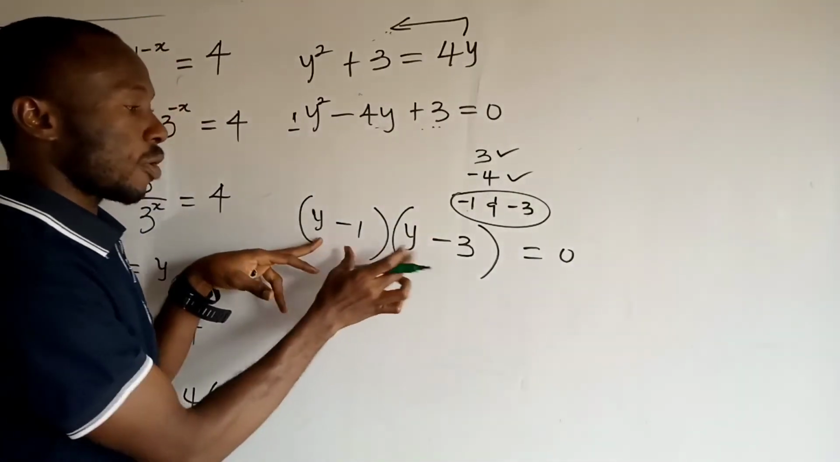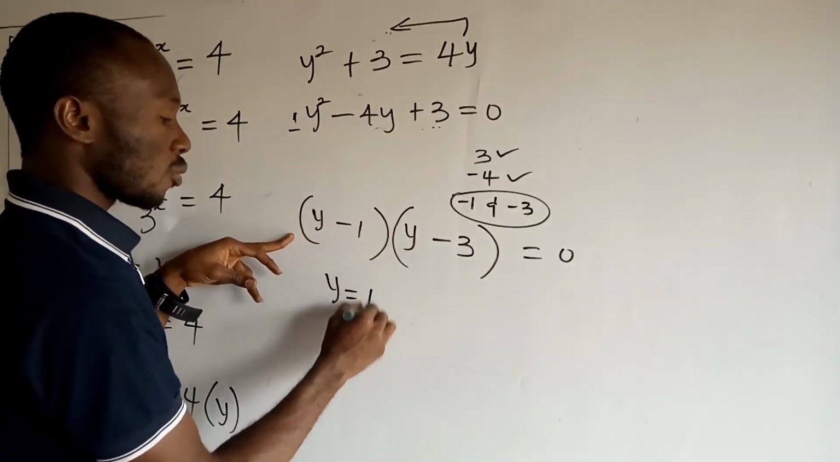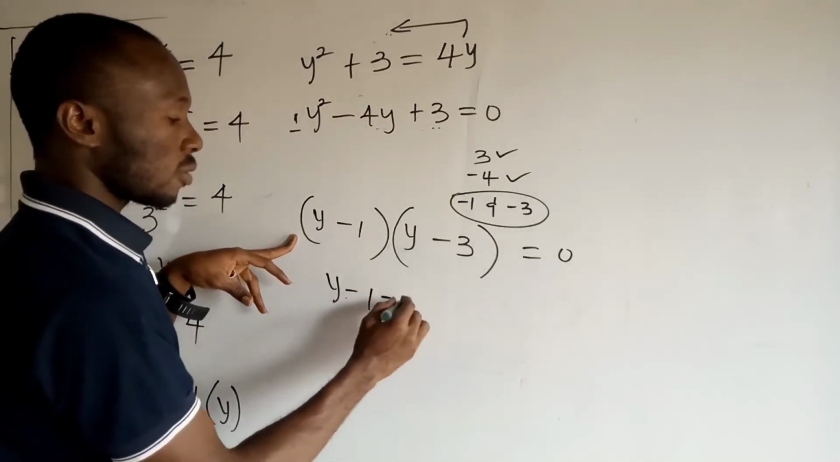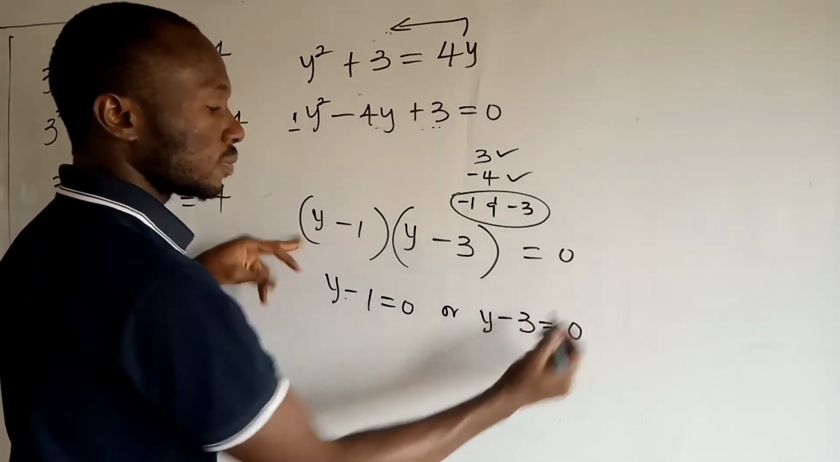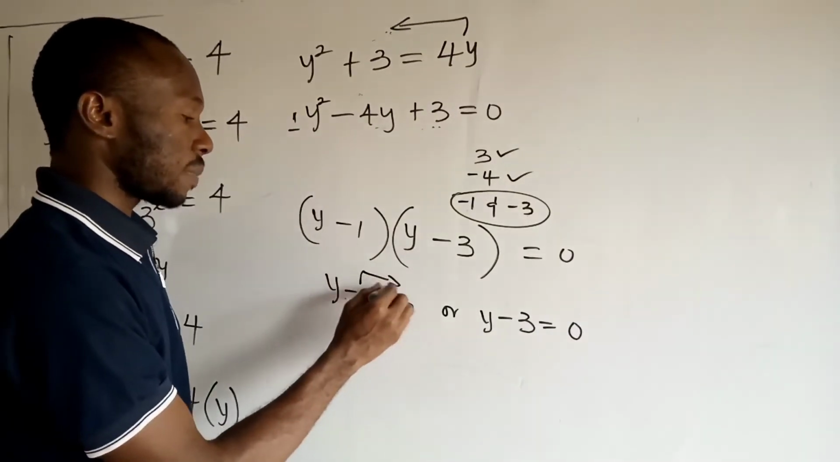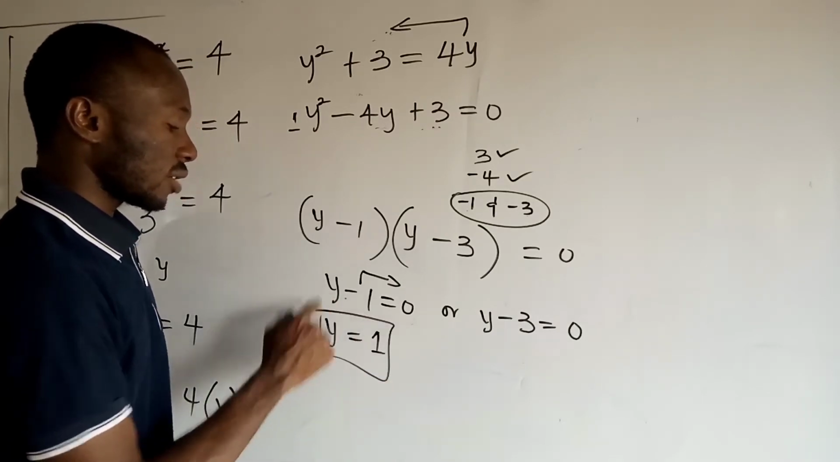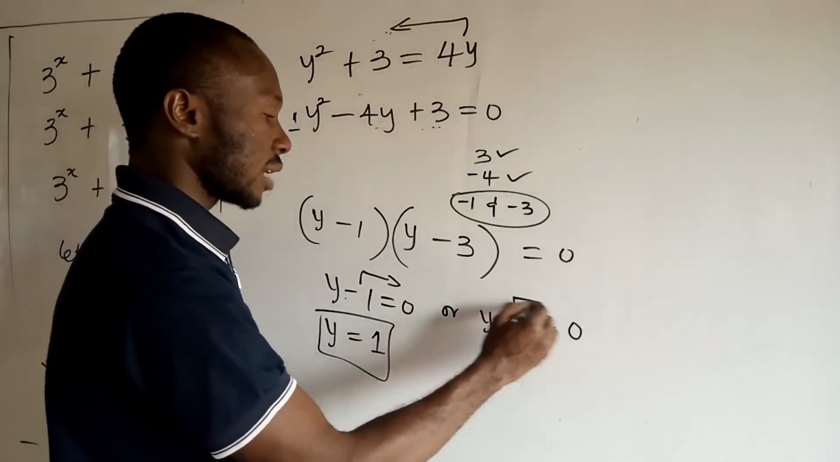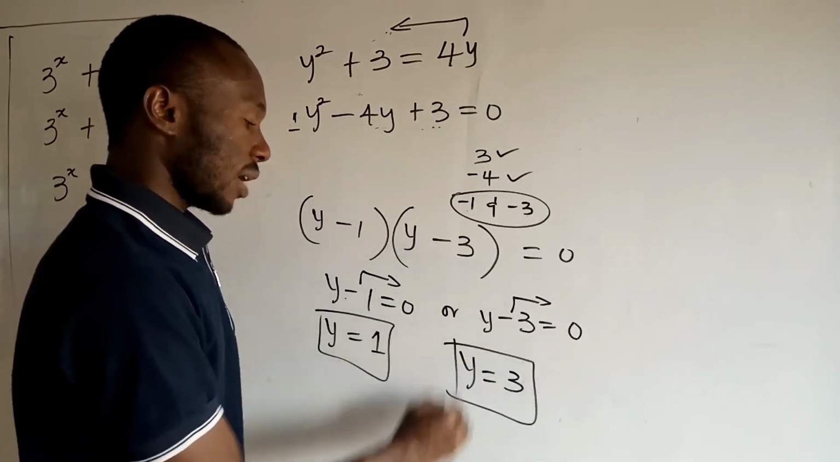Now at this point, I will equate each of these factors to 0. So I have y minus 1 is equal to 0, or y minus 3 is equal to 0. Now you want to collect like terms. You take this to this part of the equation, so you have y is equal to 1. That's the first value for y. And here you take this to this side, so you have y is equal to 3. That's the second value for y.